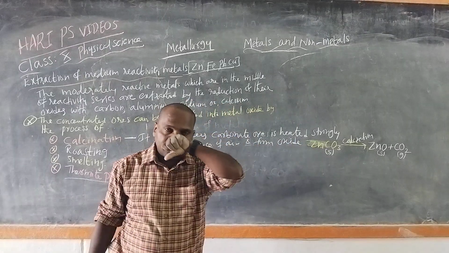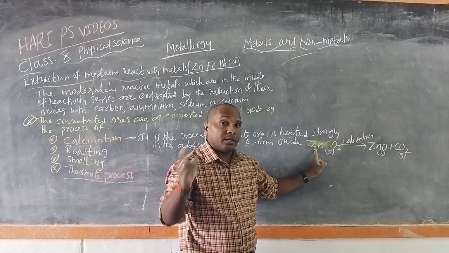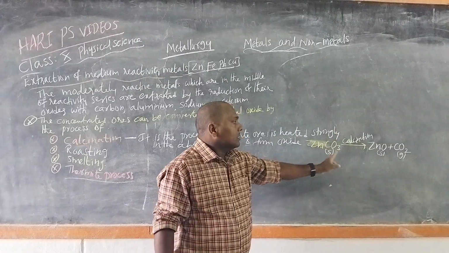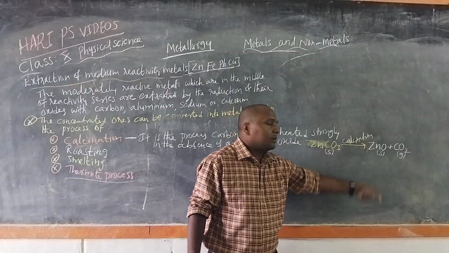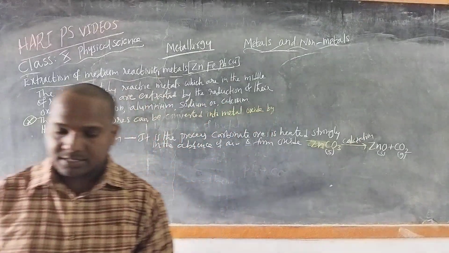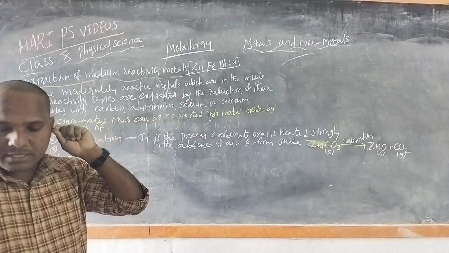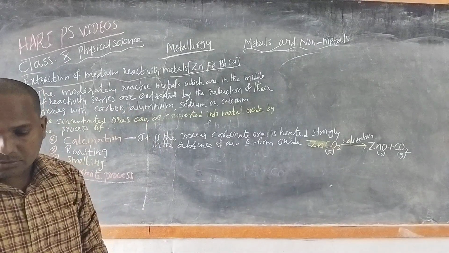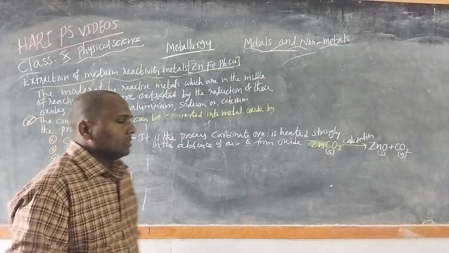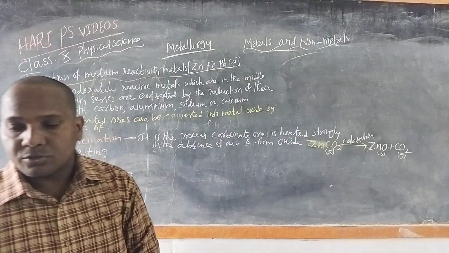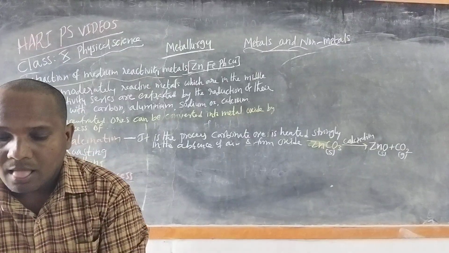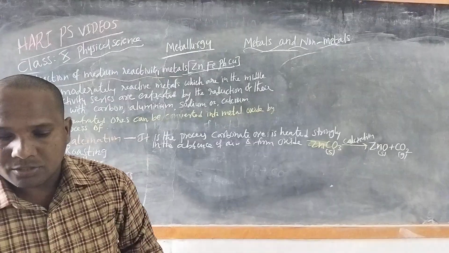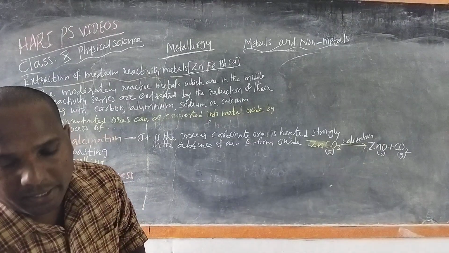So zinc carbonate is a carbonate ore. Carbonate ore is heated in the absence of air. Then this zinc carbonate is converted into zinc oxide. Thus calcination converts the zinc carbonate into zinc oxide. Similarly, any other carbonate ores are also heated in the absence of air, and they also convert into their respective metal oxides.